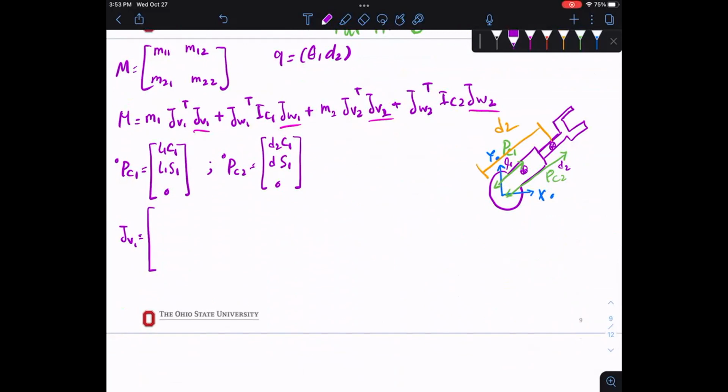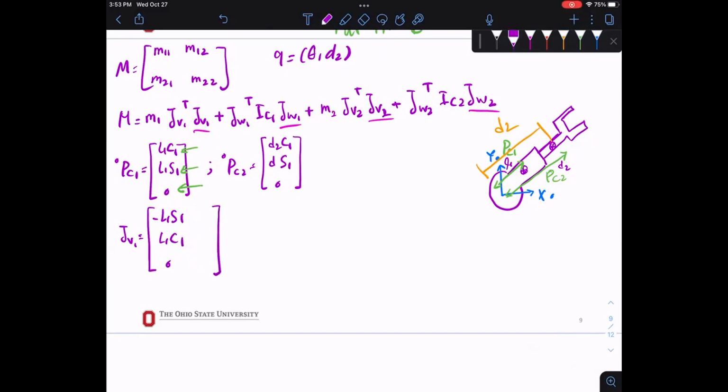All right, so JV1, I'm going to write it one time. PC1 with respect to theta 1. Now this is for X, so basically these three: this one with respect to theta 1, this one with respect to theta 1, this one with respect to theta 1, right? So this one is negative L1 sine theta 1, L1 cosine theta 1, and this is 0. We are not done yet though.